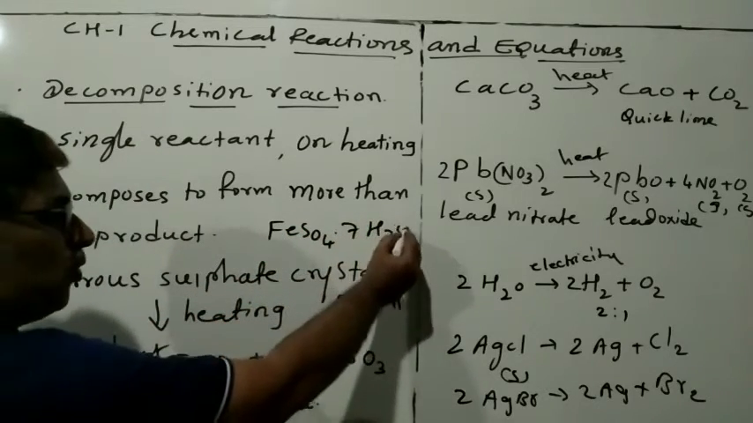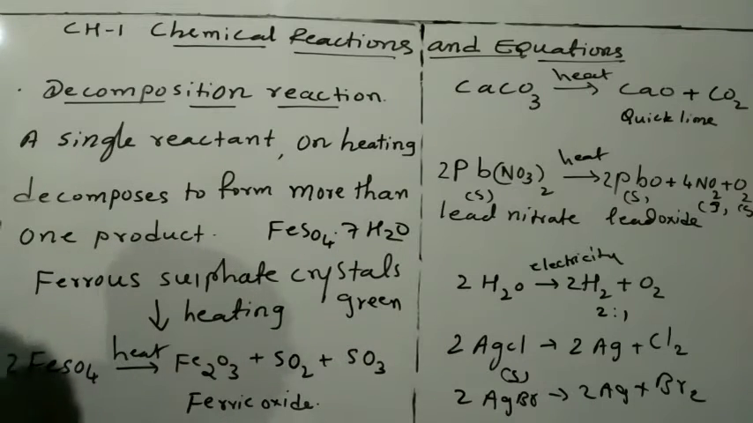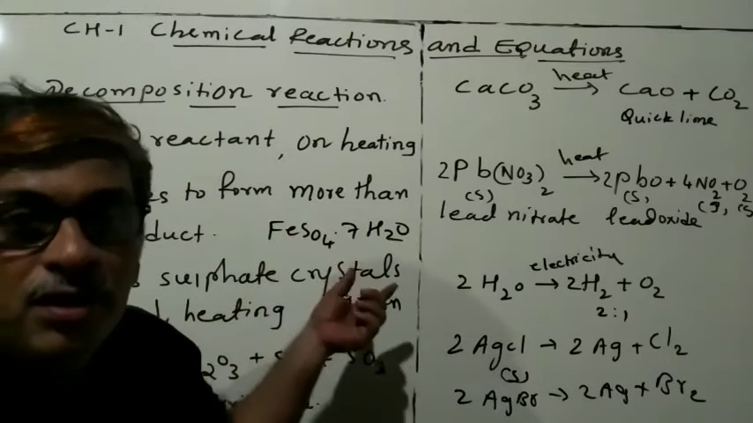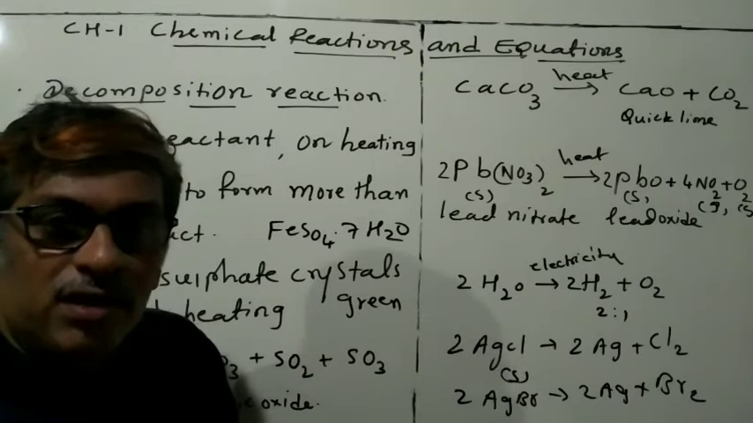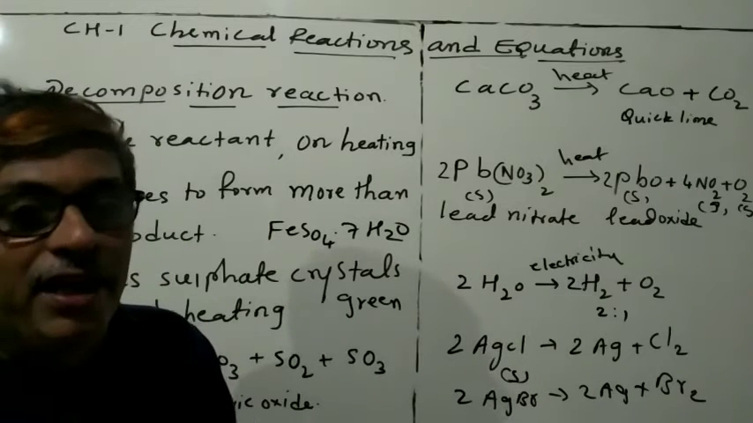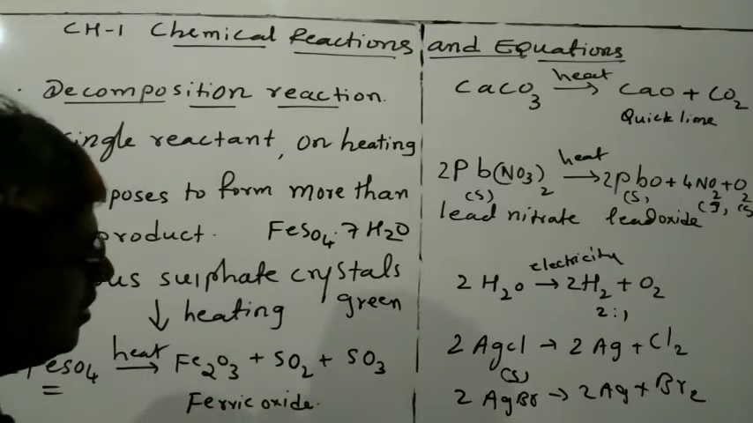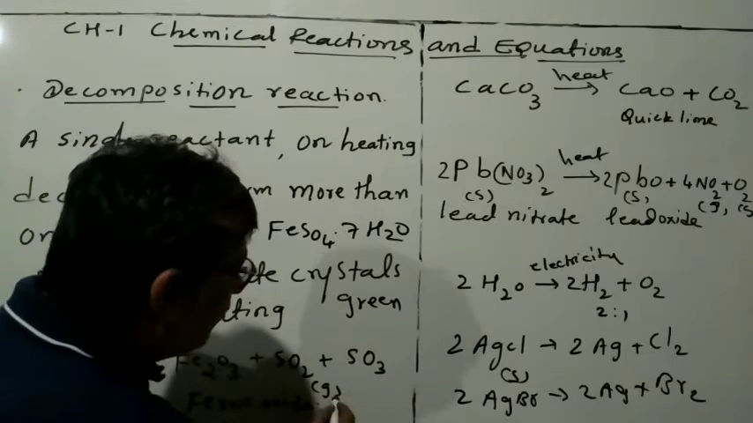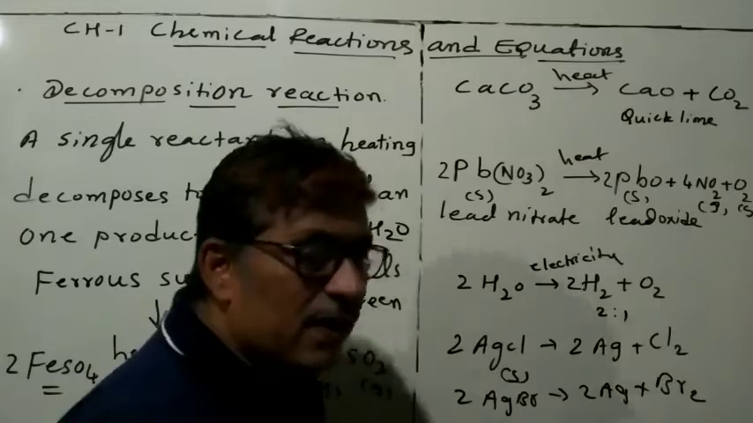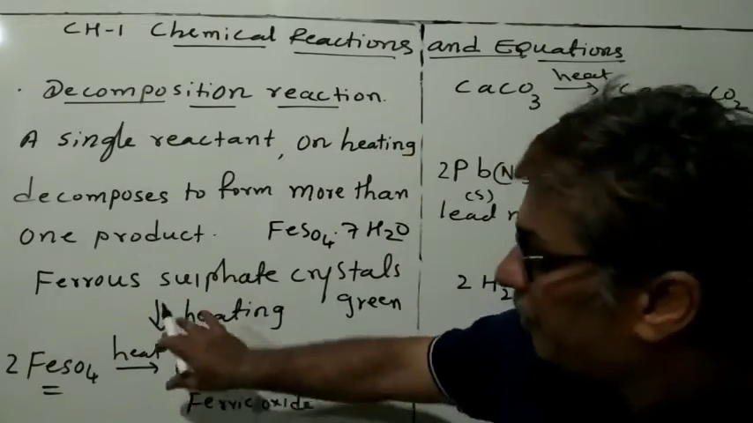This 7H2O, on heating, since it is in the hydrated form, when you heat it, it becomes the dehydrated or anhydrous form. So you will get ferrous sulfate, which is white color. This green color changes into white color. And on further heating, you will get ferric oxide, sulfur dioxide gas, as well as sulfur trioxide gas.